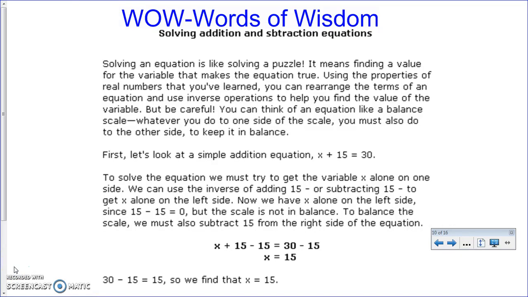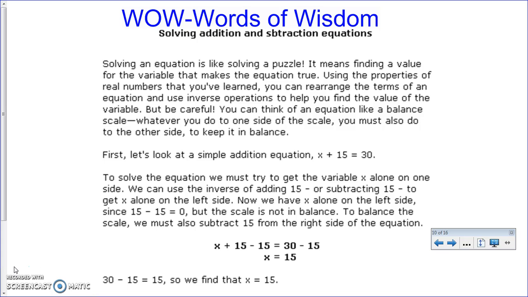Solving addition and subtraction equations. Solving an equation is like solving a puzzle. It means finding a value for the variable that makes the equation true. Using the properties of real numbers that you've learned, you can rearrange the terms of an equation and use inverse operations to help you find the value of the variable.